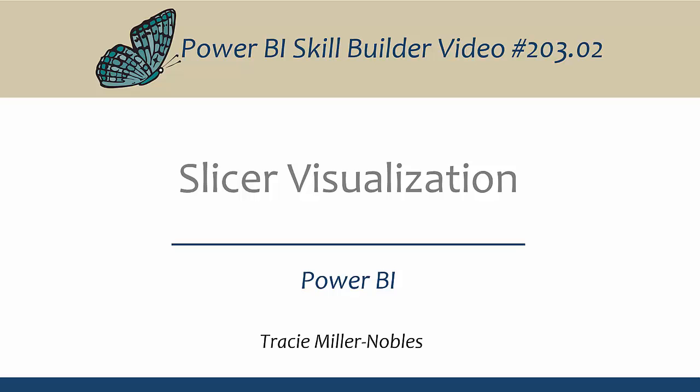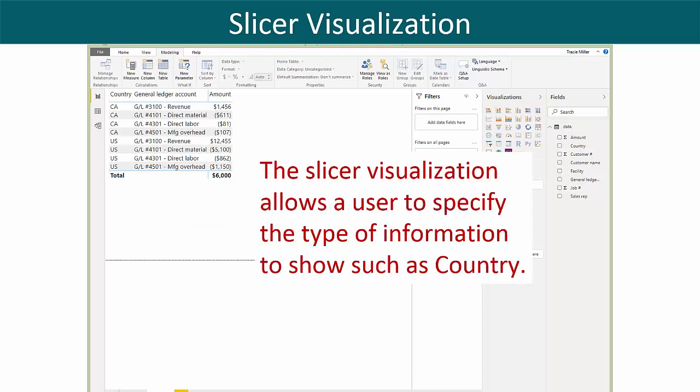In this video, I'm going to walk you through how to use the slicer visualization. I've created a table visualization that shows total revenue, direct material, direct labor, and manufacturing overhead for each country. I would like, though, to be able to sort by the country and see only this specific information. To do this, I will use the slicer visualization.